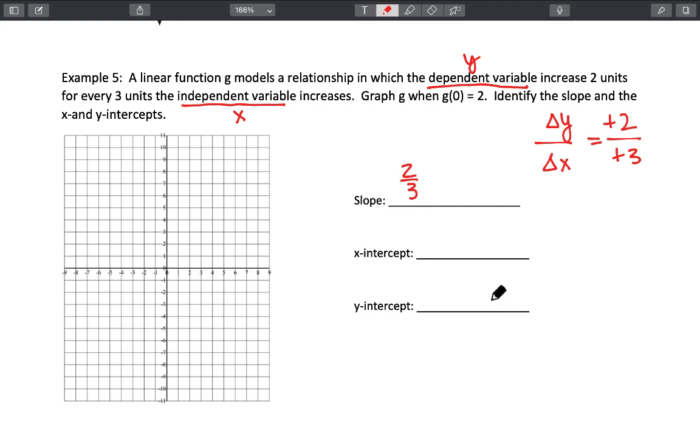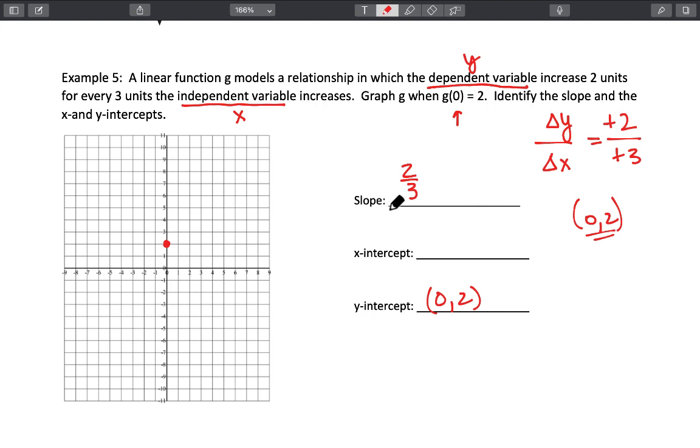So this is the slope of my line. It is 2/3. Now it says the graph of g is g of 0 equals 2. In other words, when x is 0, my y is 2. So I know the coordinate (0, 2) is on the graph. So I'm going to plot that right away. 0 over and 2 up goes right here. So this is my y-intercept, (0, 2).